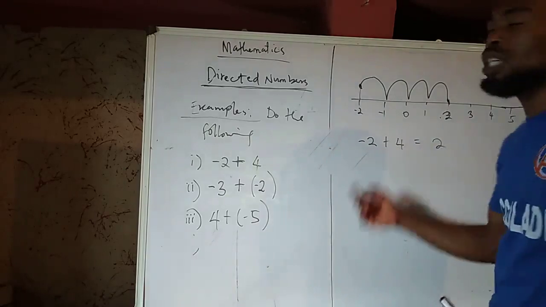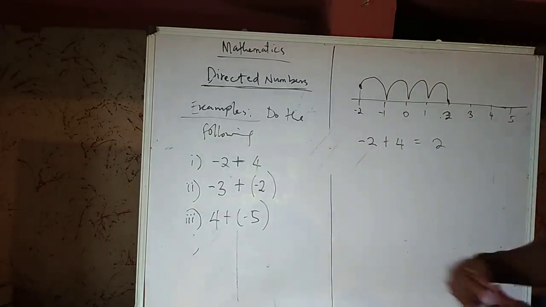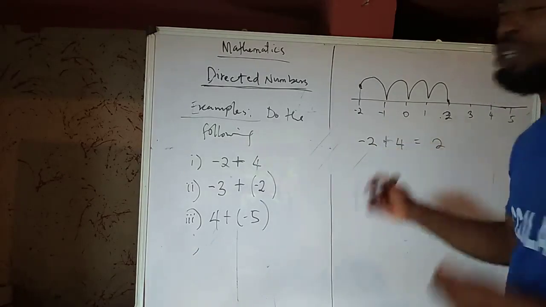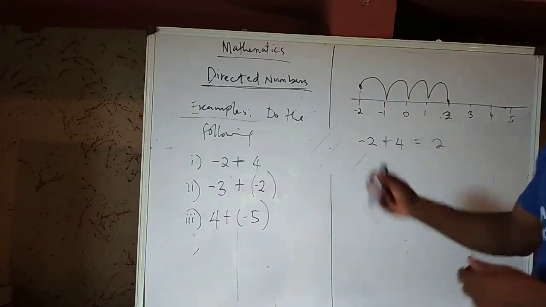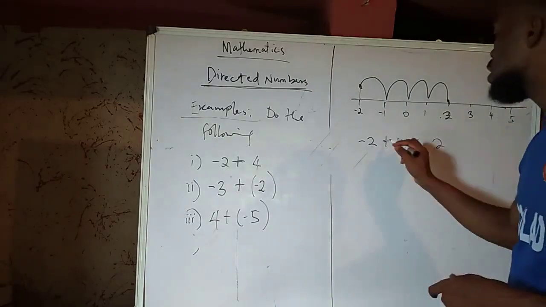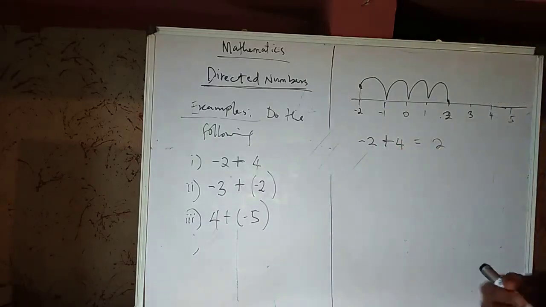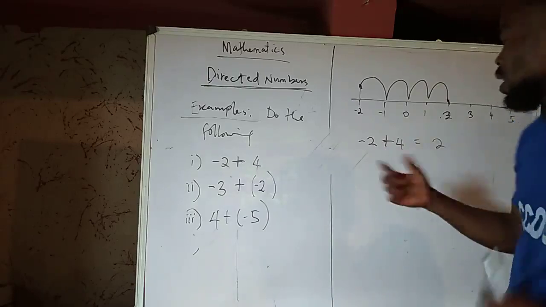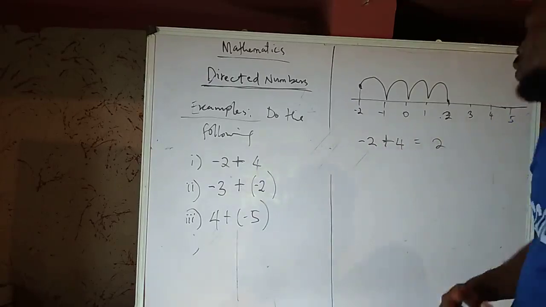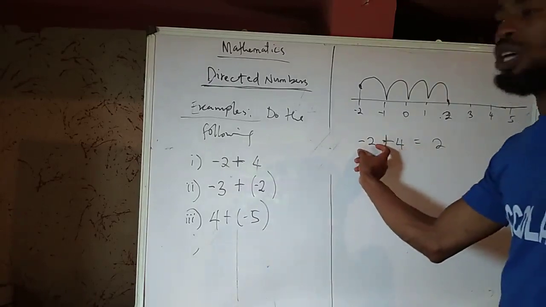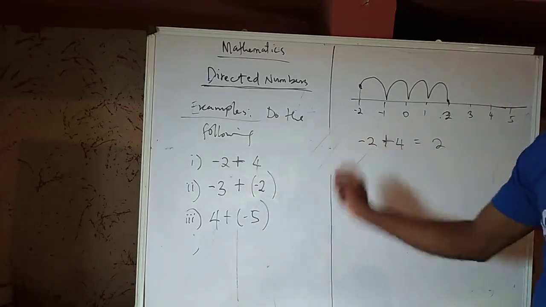Now another way of looking at this problem is this. If you always look at positive as what you have and negative as what you don't have, what you owe. Now let's say you have 4 apples, and then you owe your brother or your sister 2 apples.